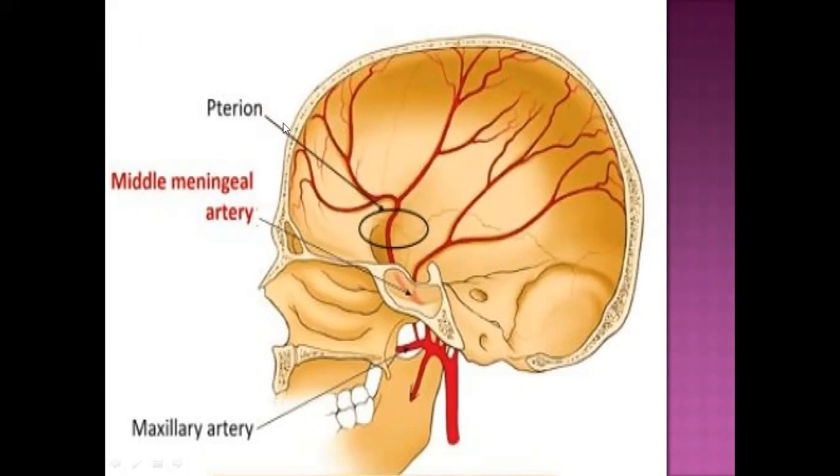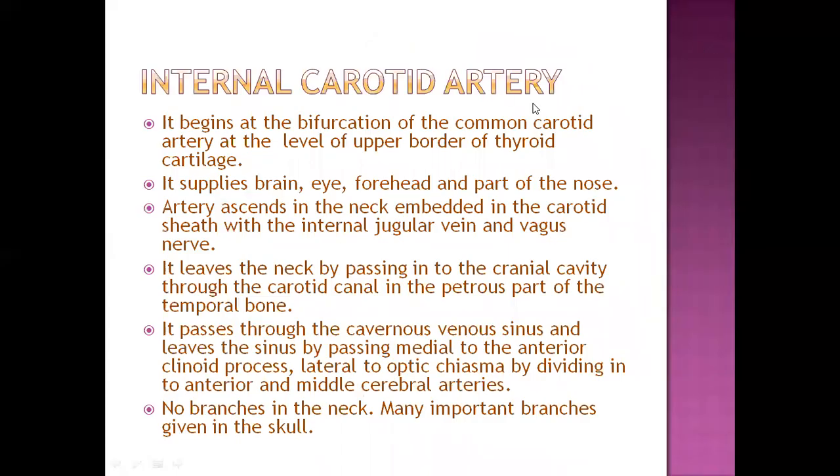Actually, at the area of the pterion, the frontal, parietal, greater wing of sphenoid, and the squamous part of the temporal bone, five bones will actually join here and form the pterion. Here, a blow over the head can damage the middle meningeal artery and develop an extradural hematoma. So what is the internal carotid artery?